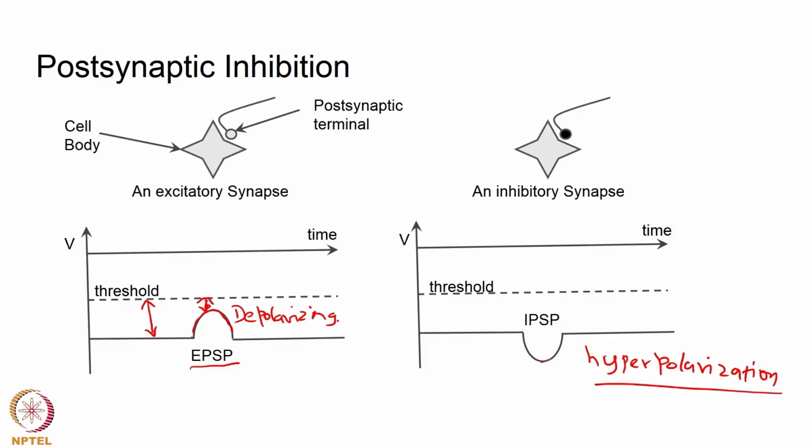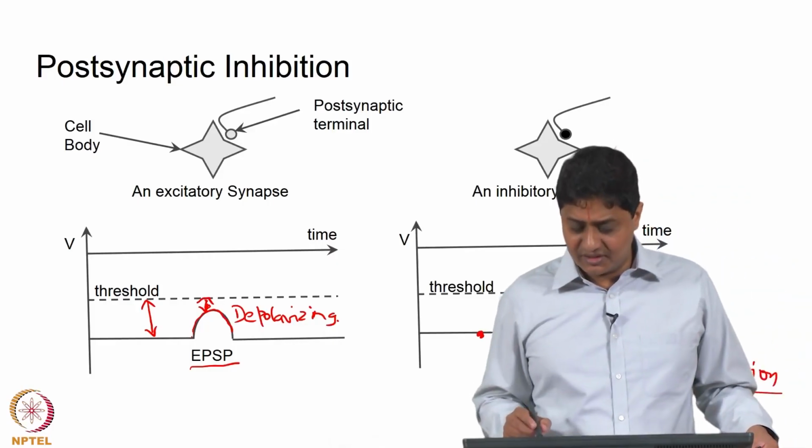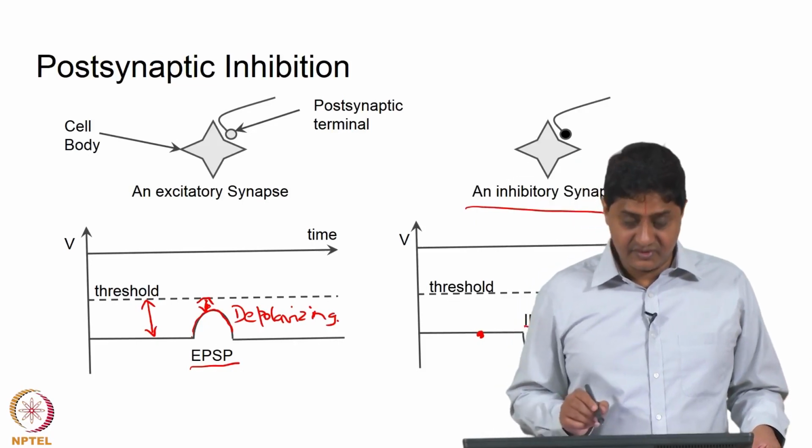This reduces the probability that this cell is going to be taken to threshold and an action potential happening in this part of the membrane is relatively reduced when compared with, say, for example, that part, is it not? Here is the resting membrane potential. This resting membrane potential is taken to a value below the regular resting membrane potential, reducing the probability, or increasing the difference between the threshold and the membrane potential. This potential is called an inhibitory postsynaptic potential, or IPSP. These synapses that cause an IPSP, or a hyperpolarization, are called inhibitory synapses.